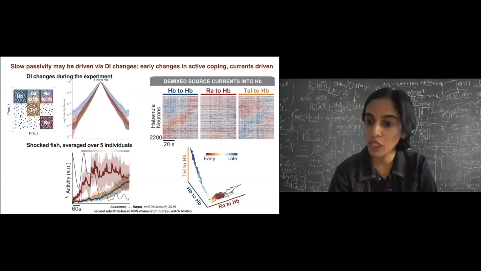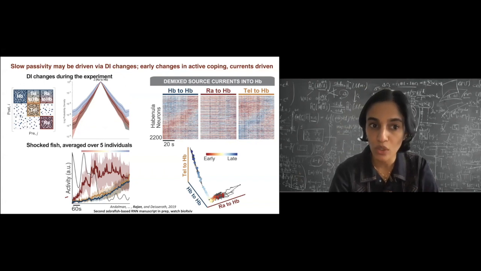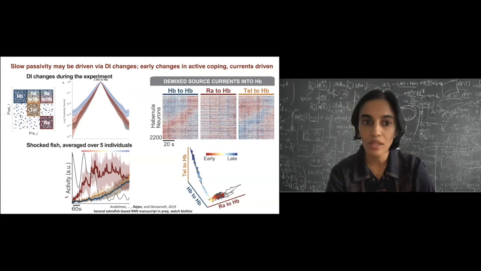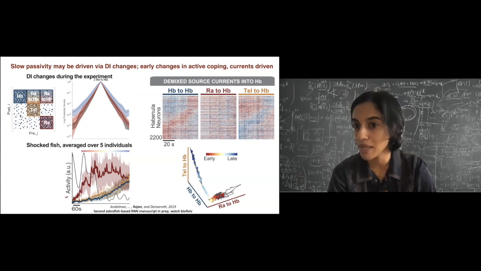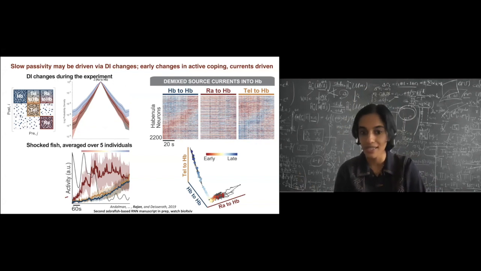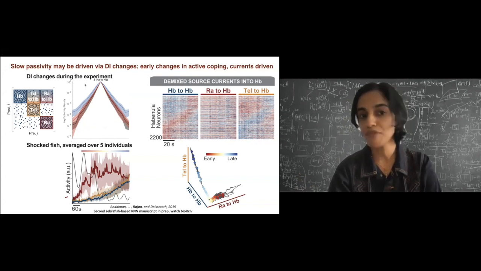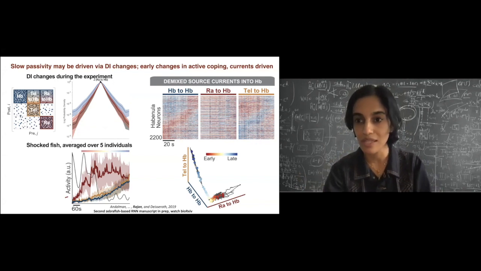So what I'm showing you here is the changes in the directed interactions, or this matrix. I'm only showing you the log probability density as a function of interaction strength for this raphe to habenula submatrix. So it's only this block, because that's the block I'm interested in in this case. And everybody is normalized, just to show you that the key difference is in the tails of these distributions.